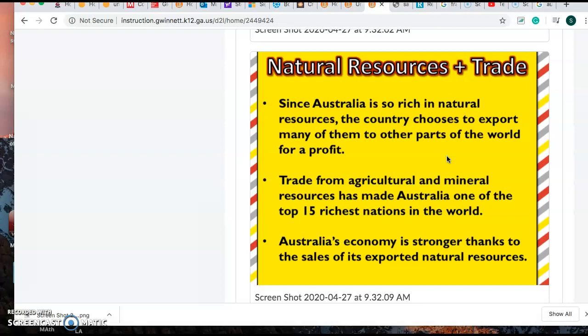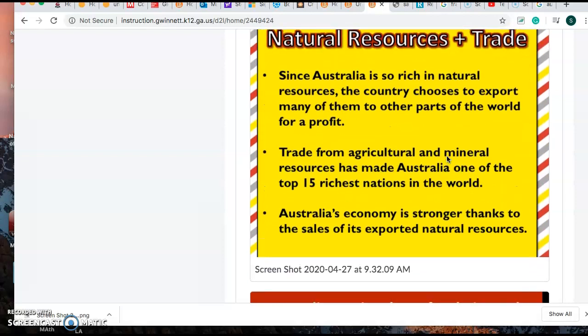So trade from agriculture and mineral resources has made Australia one of the top 15 richest nations in the world. That means they have some of the most money in the entire world. Out of all the countries, Australia is in the top 15 of being so wealthy and rich because they sell all of these natural resources for a profit. And Australia's economy is much stronger thanks to the sales of all of these natural resources.